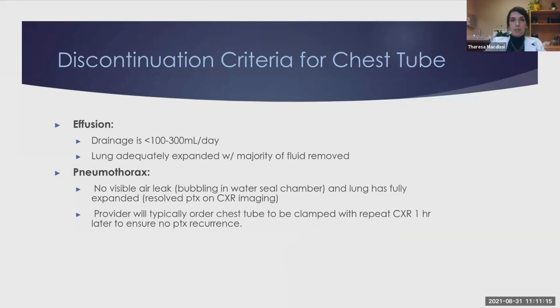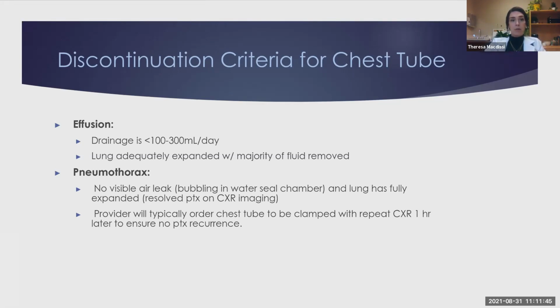So as your patients are starting to get better, imaging is looking better, they're feeling better, we start talking about discontinuing the chest tube. So some of the criteria for discontinuing a chest tube, if it was placed for an effusion, you want the drainage to have really tapered off. If they're still draining more than 300 cc's of fluid a day, then that chest tube is not ready to be pulled yet. So typically, we want drainage less than 100 to 300 cc's a day.